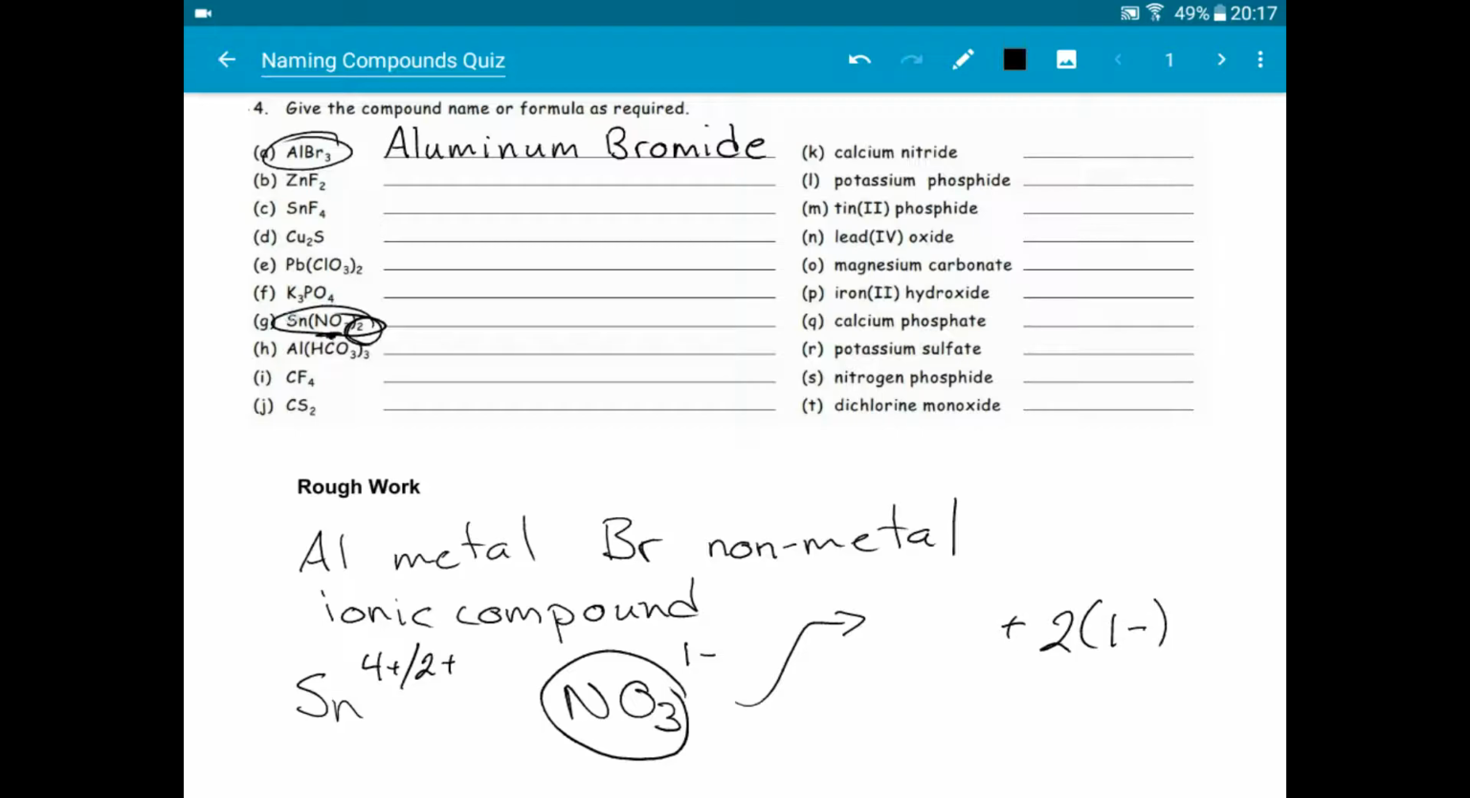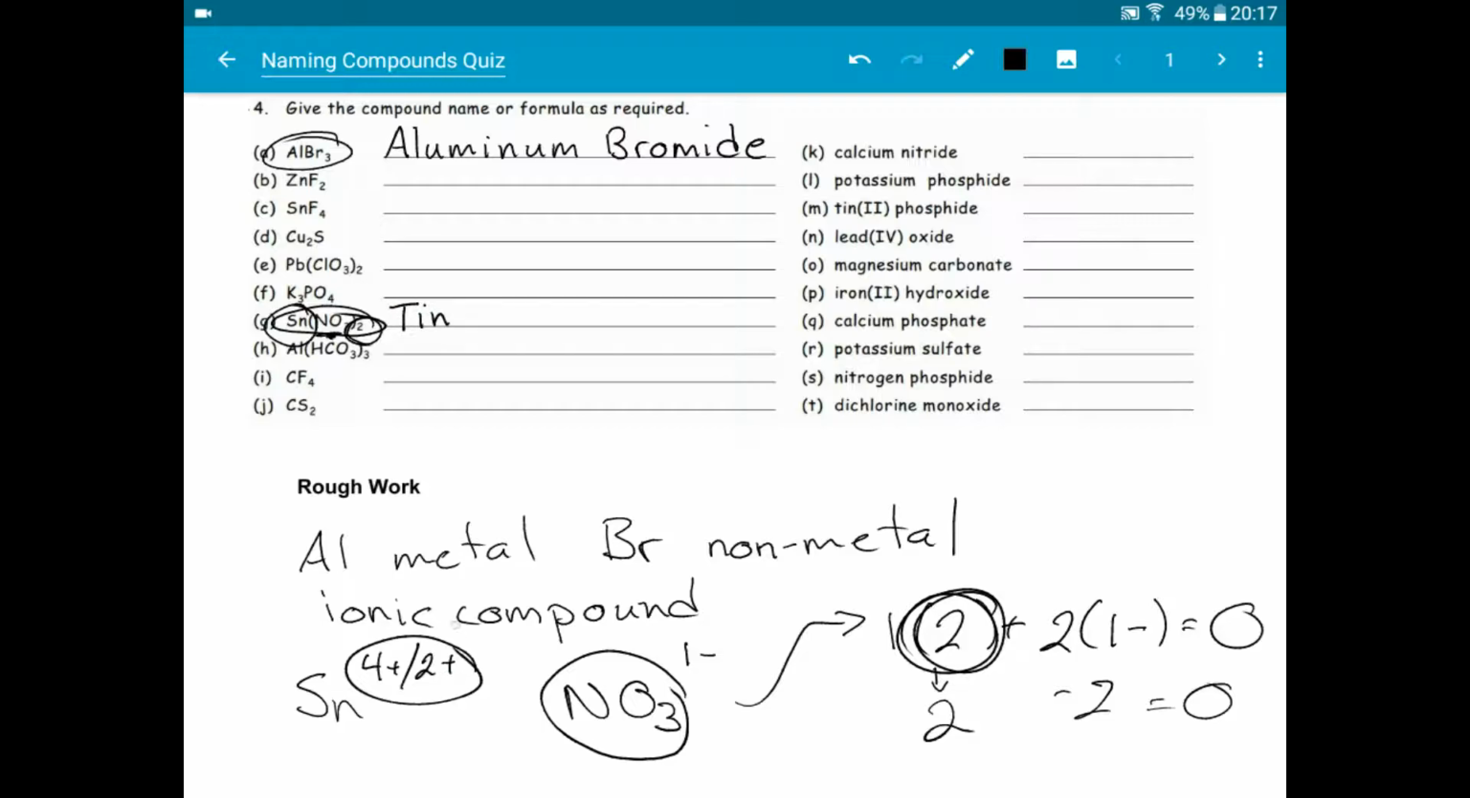And we have only 1 tin here, you can see. So we have 1 times something, and that's got to equal 0. So it's either going to be +2 or +4. Well, it seems pretty clear. This is going to be -2, so this would have to be 2. So that will be +2, and that will be equal to 0. So there's our indicator of which one of the ions we have. So this is going to be tin. Now tell me whether it's 2 or 4. Use the Roman numerals. Tin(II) nitrate.